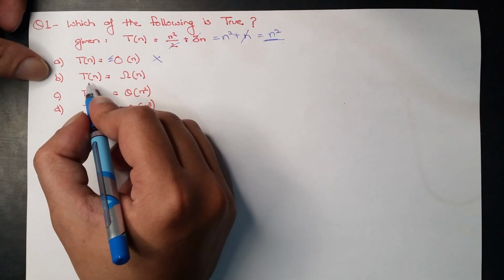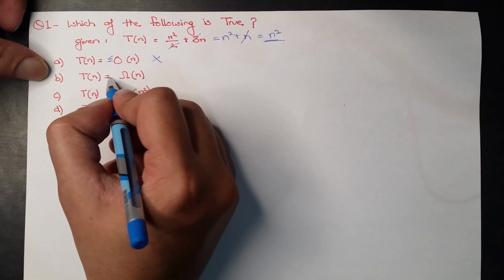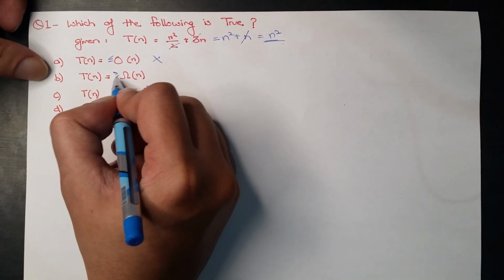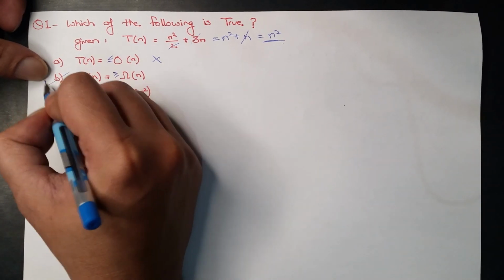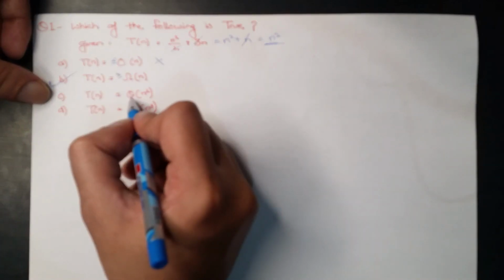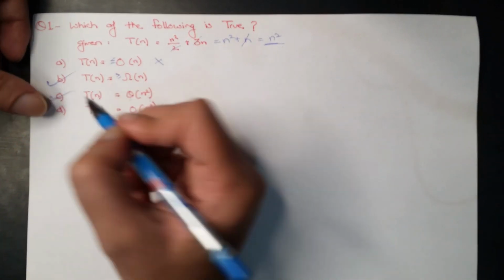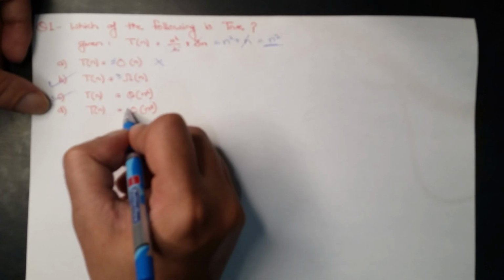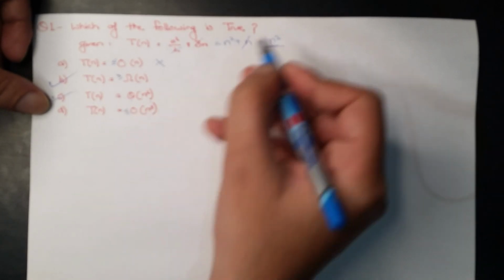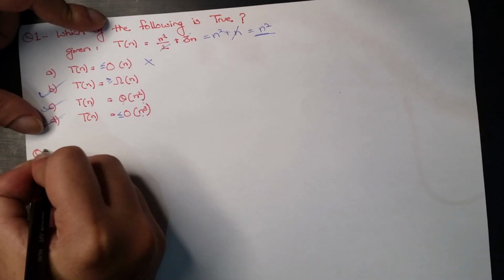Option B says time complexity of T(n) is big omega of n. Big omega means greater than or equal to n. N square is greater than n, hence option B is true. Option C is theta of n square, which is the same as n square, which is true. And option D is big O of n cube, which means less than or equal to n cube. N square is less than n cube, hence option D is also correct.